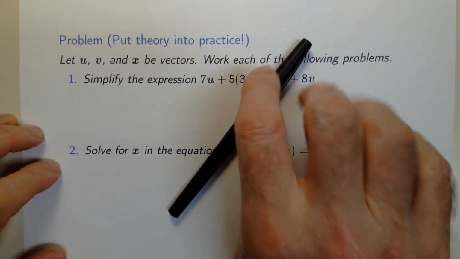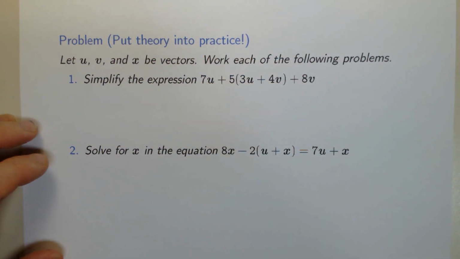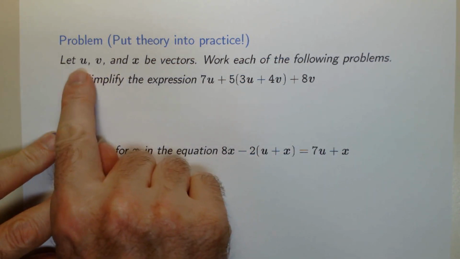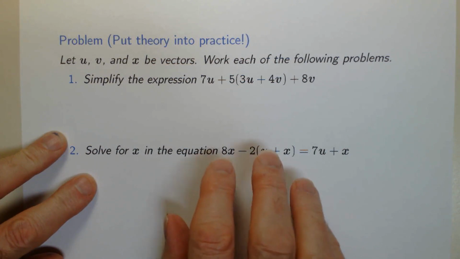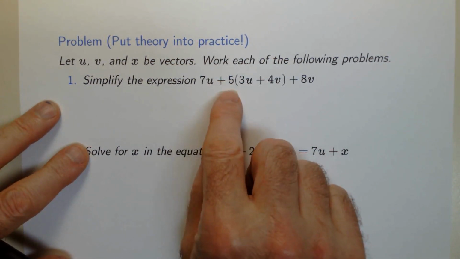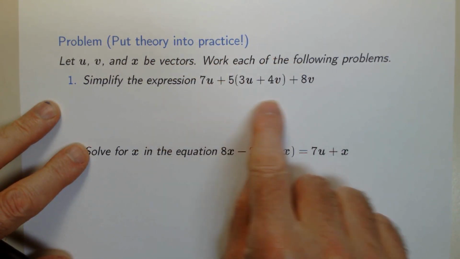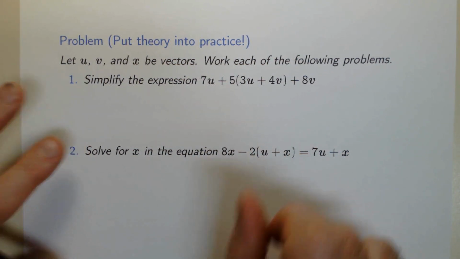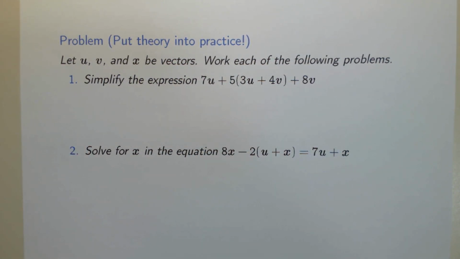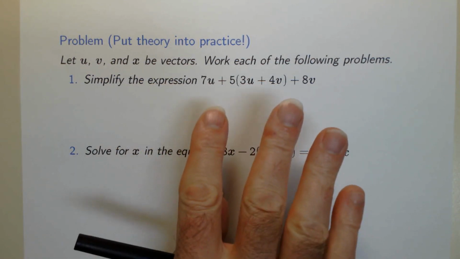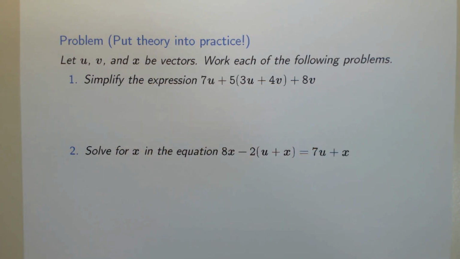All right, welcome to the document camera. Let's work these problems together. The first thing we're going to do is think of u, v, and x as vectors in the plane, or in Rn in general. We want to take an expression like this and use our results from Theorem 1.1 to help us simplify it, break it down into something much easier. At this point in the course, let's be very conscientious about what parts of Theorem 1.1 we're using in each step.